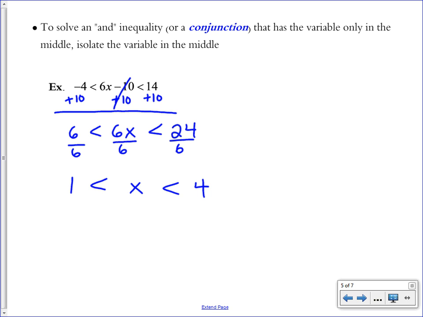Now this would be much more complicated if the x was on the left and the right and in the middle. You'd have to solve it much differently. But for the sake of x being only in the middle, you can just solve it like it's a three-sided equation. And then graph the solution on a number line if you're asked to do so.